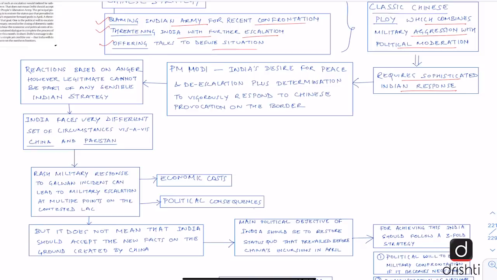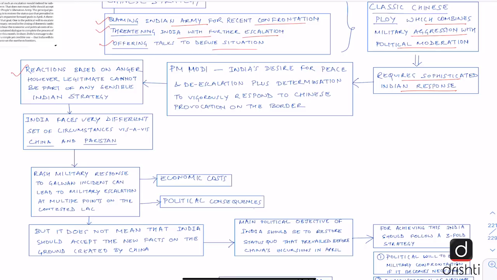The editorial also says that there is a lot of anger in India and the people are wanting some kind of retaliatory action. But it says that reactions based on anger, however legitimate, cannot be part of any sensible Indian strategy as far as dealing with China is concerned. Because India cannot equate China and Pakistan, because there are very different circumstances involved with both these countries. India also has this power differential in its favor when it deals with Pakistan. But the same is not true when India is dealing with China, which is a major military and global power.